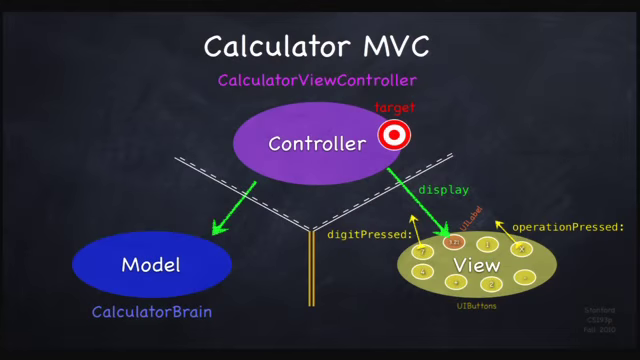And then we're going to have a couple of actions. We're going to have one action, digitPressed:, and another one, operationPressed:. And they're going to do what you would think. When you tap or touch a digit button, it's going to send digitPressed: to the target, which is going to be our controller. And when you tap on an operation, it's going to send operationPressed:. So that's what we're going to do today.